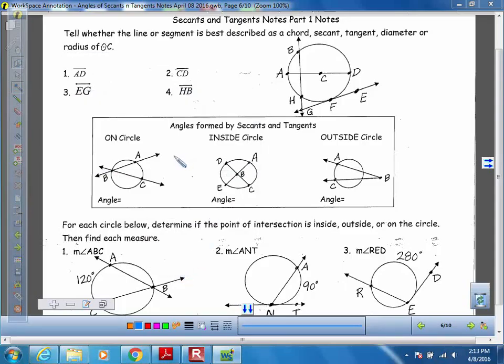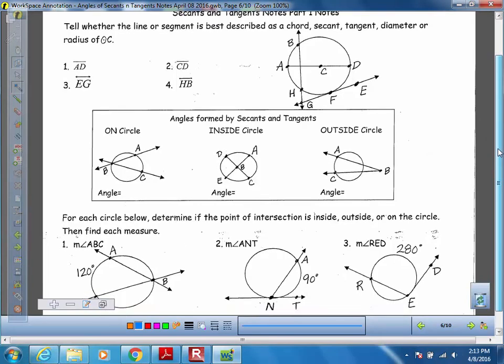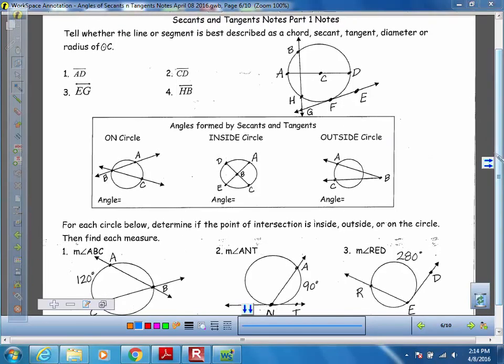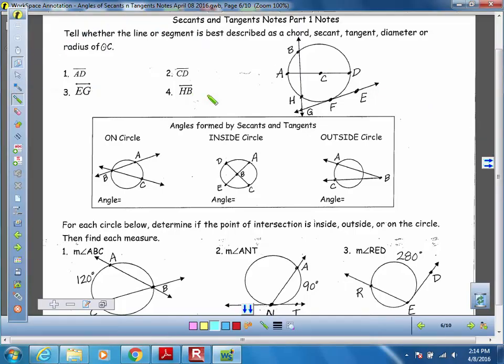Okay, so before we move on to secant and tangents, I wanted to recap everything that we've learned so far. I want to make sure we know what a chord, secant, tangent, diameter, and radius is. On your paper, we're going to look first at line segment AD. If I'm looking at line segment AD, what is that there?